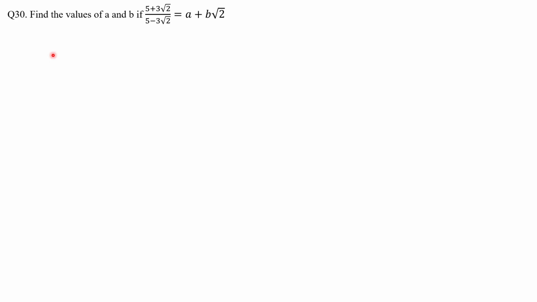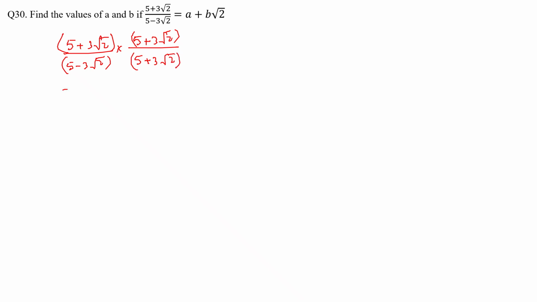Now question number 30. Find the values of a and b if (5 plus 3 root 2) by (5 minus 3 root 2) equals a plus b root 2. So first of all, we will rationalize (5 plus 3 root 2) by (5 minus 3 root 2). The rationalizing factor will be 5 plus 3 root 2. Okay, so multiply 5 plus 3 root 2 in both numerator and denominator.